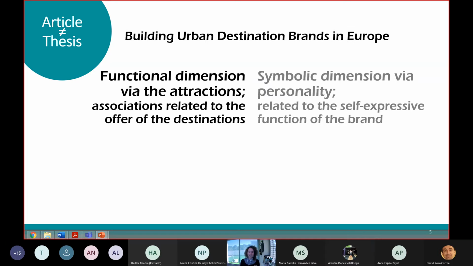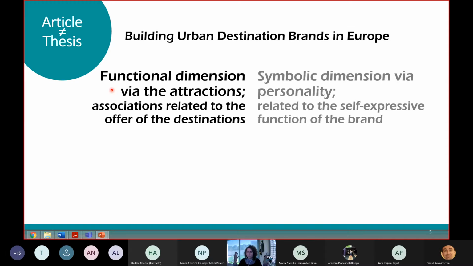But on the other side, there was this functional dimension that was supposed to be the one that was specific, concrete, and very clear, much more than this personality that was a little bit more strange or ephemeral, which I studied through the attractions. So associations related to the offer of the destination.